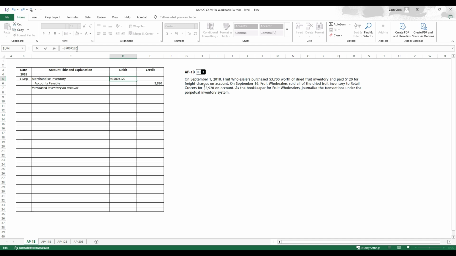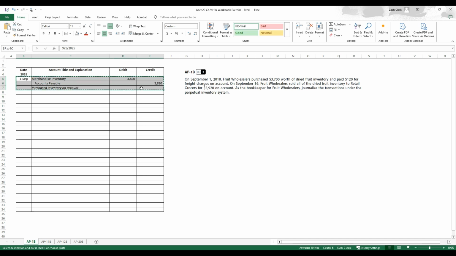So remember that when we're booking transactions for inventory, we have to record all of the costs to get the inventory to us and ready to sell, etc., as the cost of that inventory. And so we're going to add the $3,700 of just the cost of the actual inventory, and then the $120 of the shipping freight charges to get it to us. So the combination of those two gets us the $3,820. And that just links up there, so that automatically updates with our Excel formula. And great.